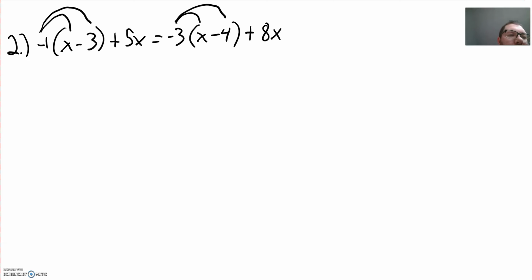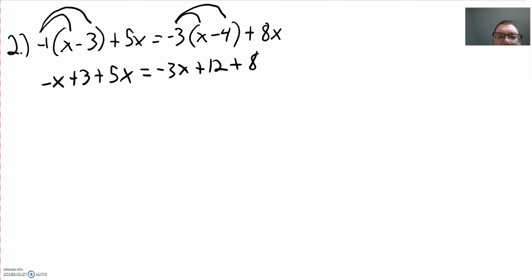So -1 times x is -x, right? -1 times -3 is +3, so I have that +3 there. And then I still have that plus 5x on that side. And then distributing the -3, I'd get -3x. And then it's a -4, so it becomes +12. Then I still have that plus 8x. Okay, next step is to combine like terms. So I've got a set of like terms on each side. On the left, I've got the -x and the 5x that are going to combine to become 4x, right? -1 plus 5 is 4.